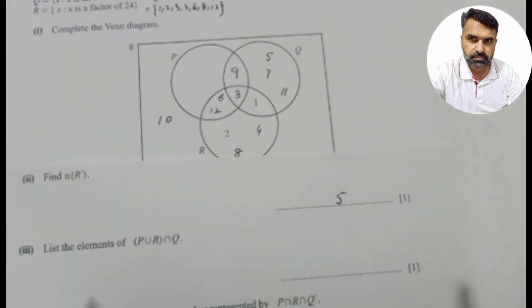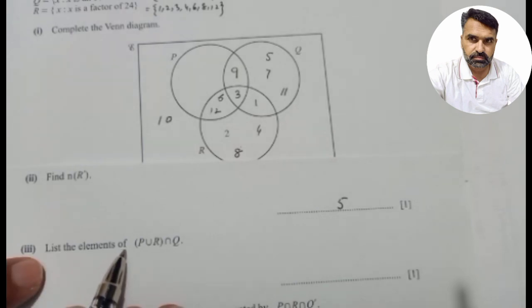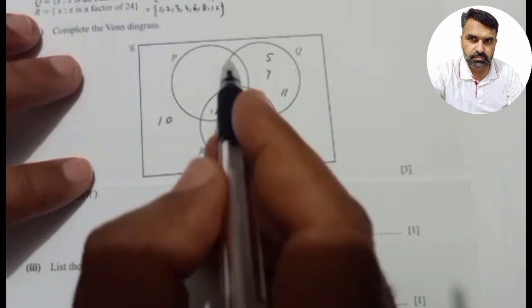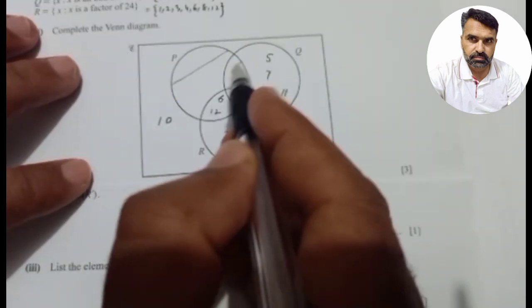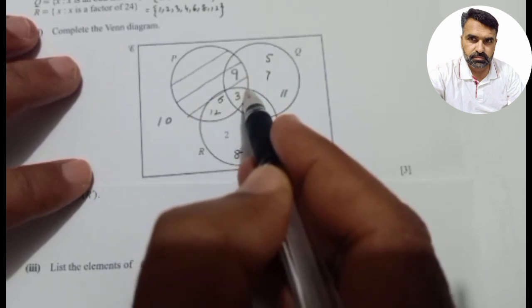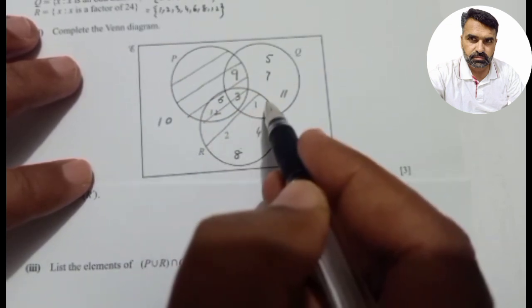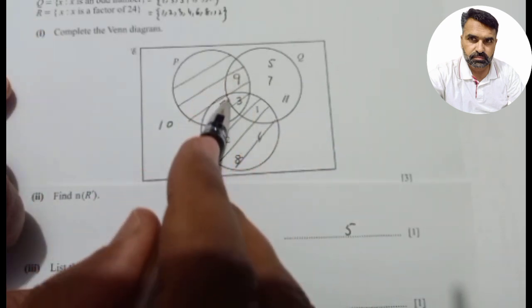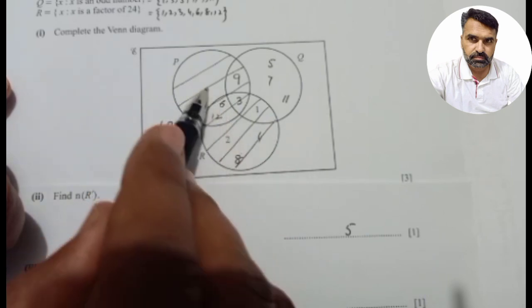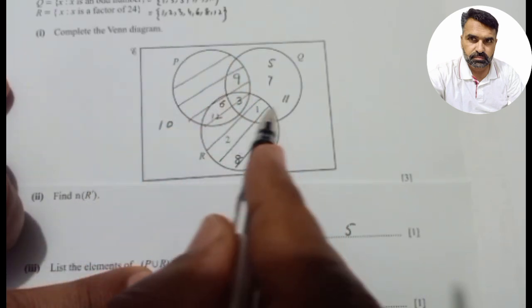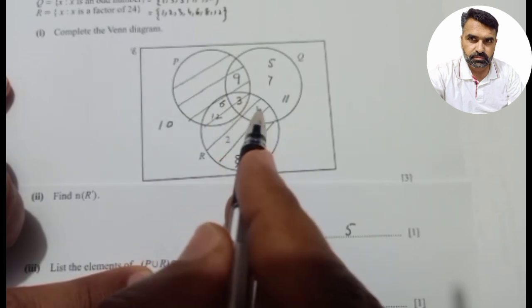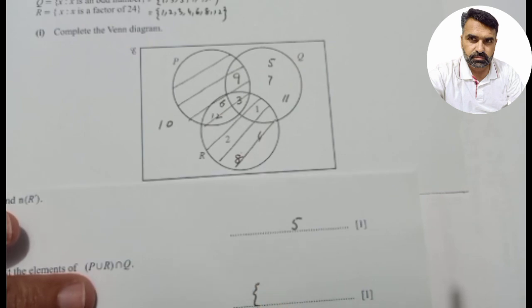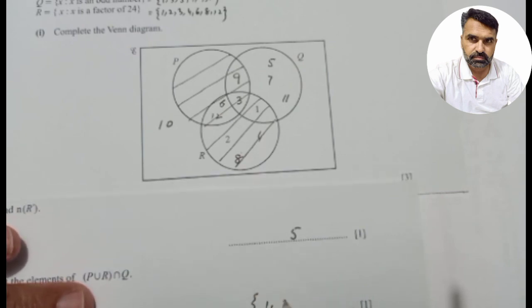Next students, the third part is to list the elements of P union R, intersection Q. P union R means this portion, and we have to take the intersection with Q. This portion that is included in P union R as well as part of Q, included under these lines, is 1, 3 and 9. So the list of the entries is written in set form, and that is 1, 3 and 9.